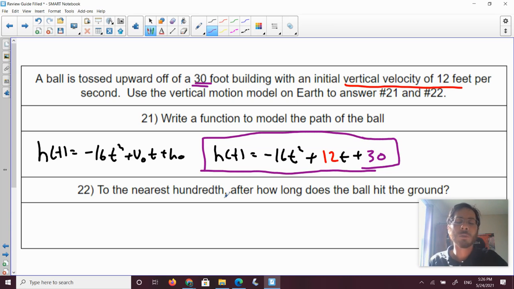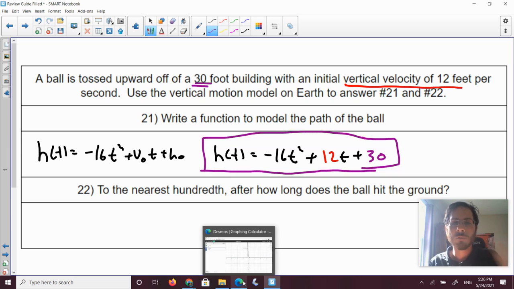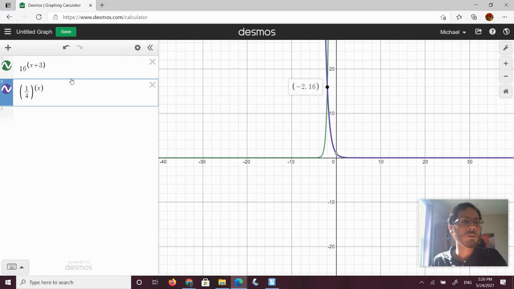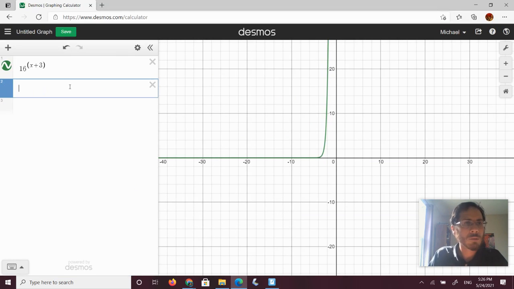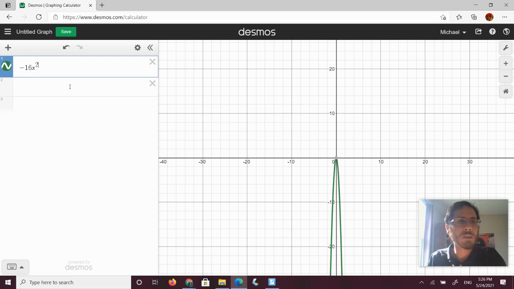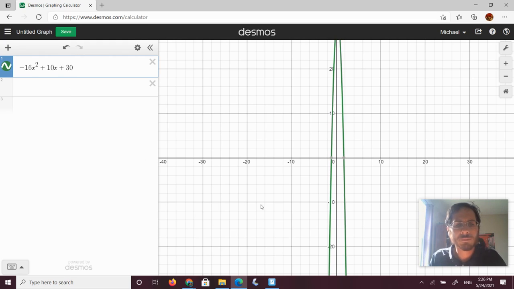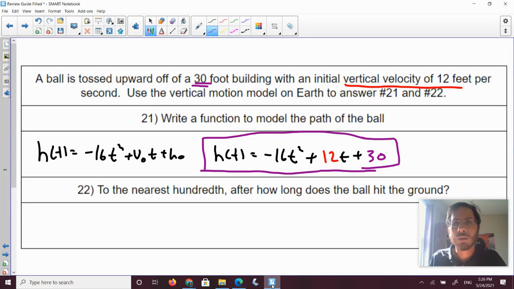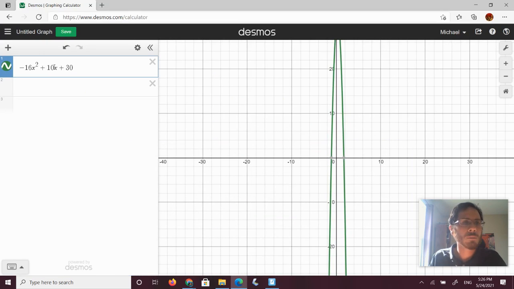To the nearest hundredth, after how long does the ball hit the ground? Because this is a real world problem, probably best to graph it and actually find the 0. So we'll get rid of these. -16. I'm going to put the x in instead of t because Desmos just likes x better. Plus 10x plus 30, was it? Let's double check. Plus 12x plus 30. So again, I'm putting x in instead of the t. And I care about where that hits the ground.